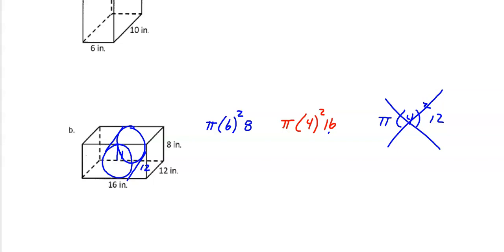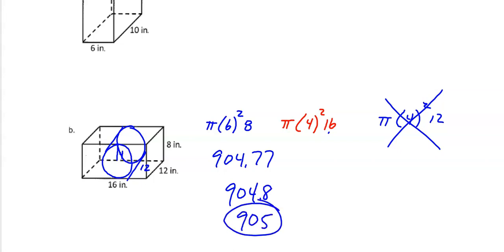So let's just punch these in the calculator. So pi times 36 times 8 equals 904.77, aka 904.8, aka 905. Let's try the red one. The red one is pi times 16 times 16. So pi times 16 times 16 equals 804.24. So you are smaller. So the winner is 905.